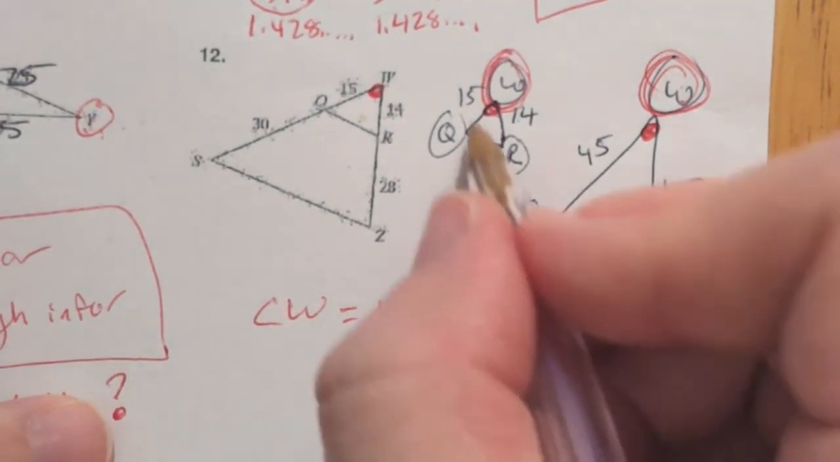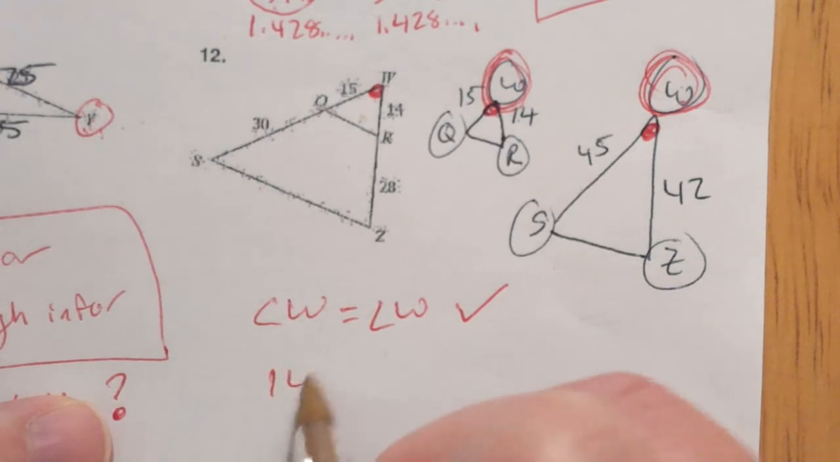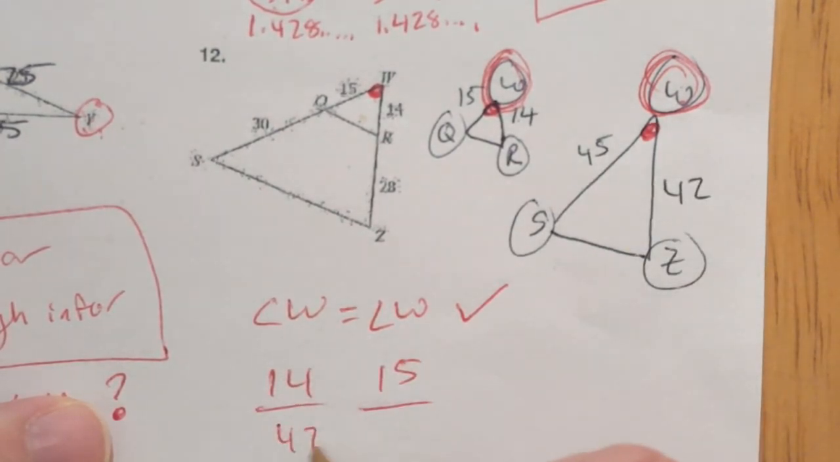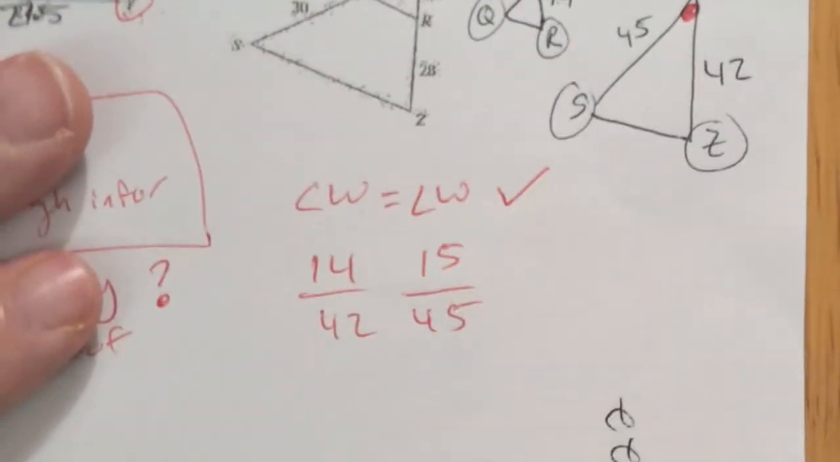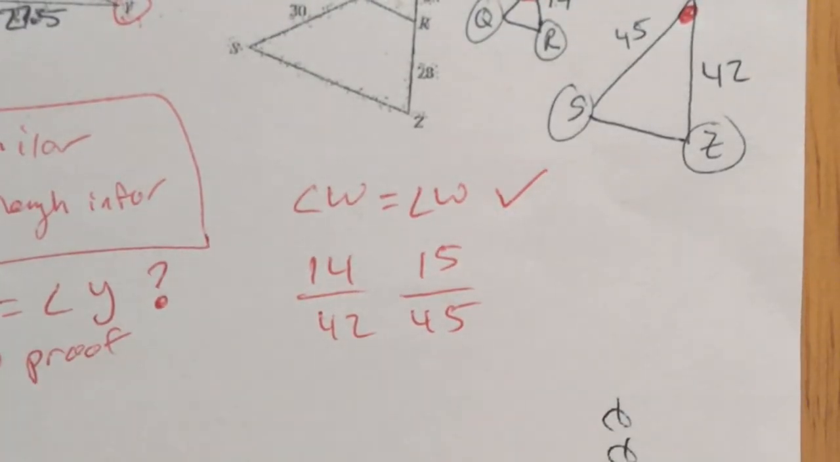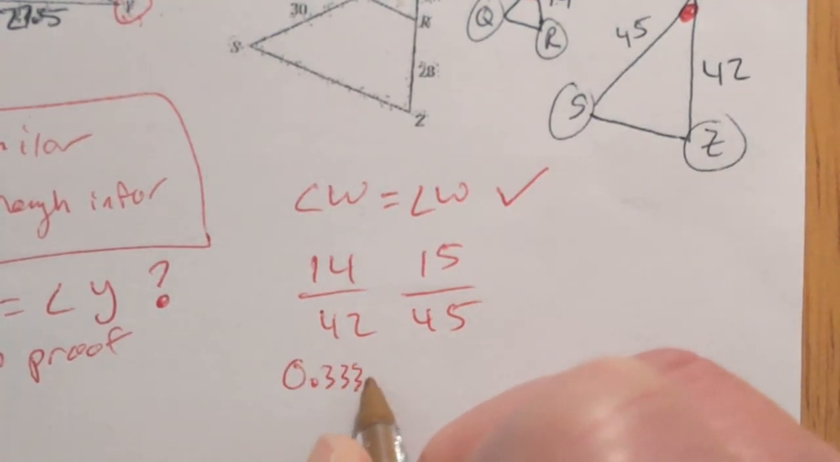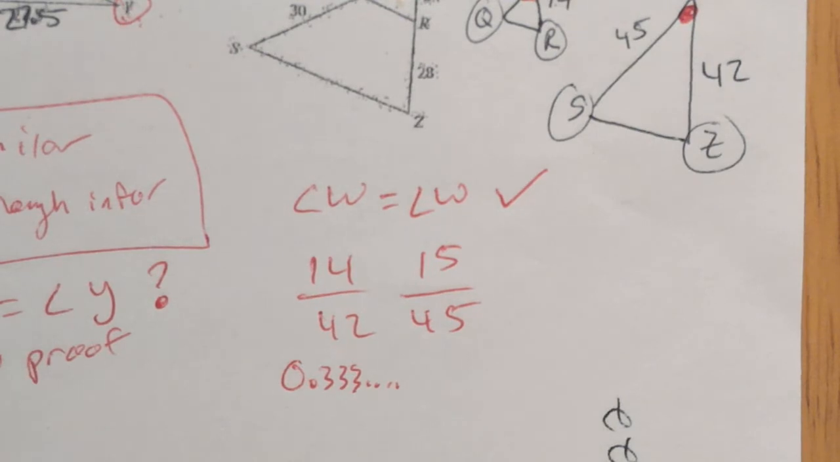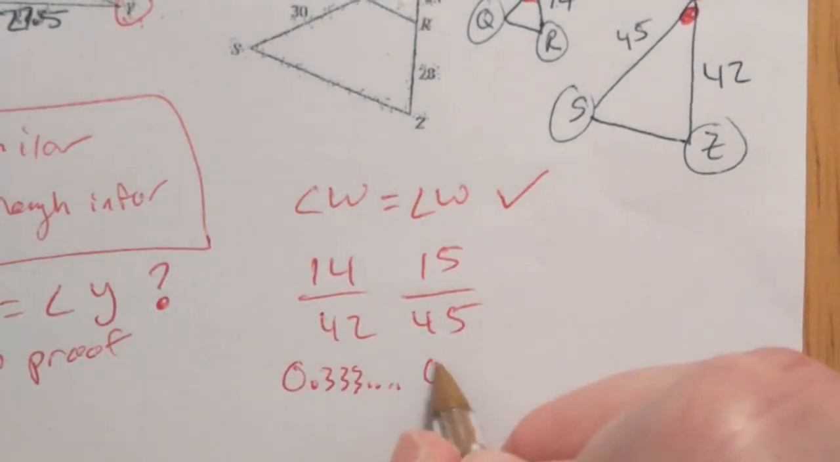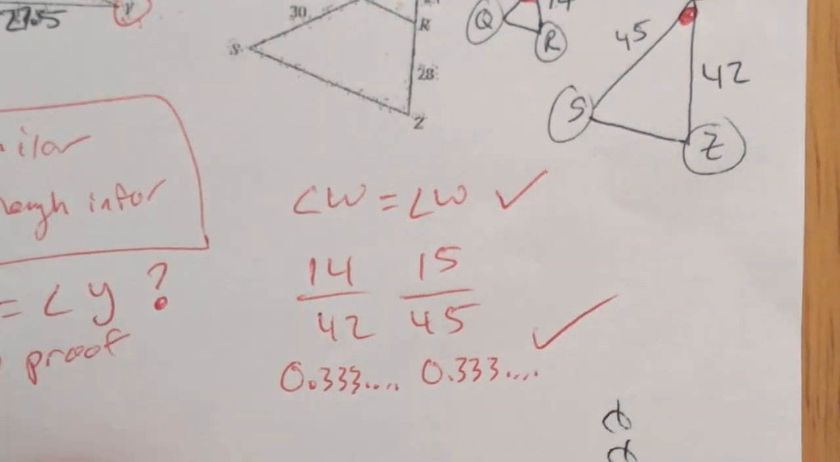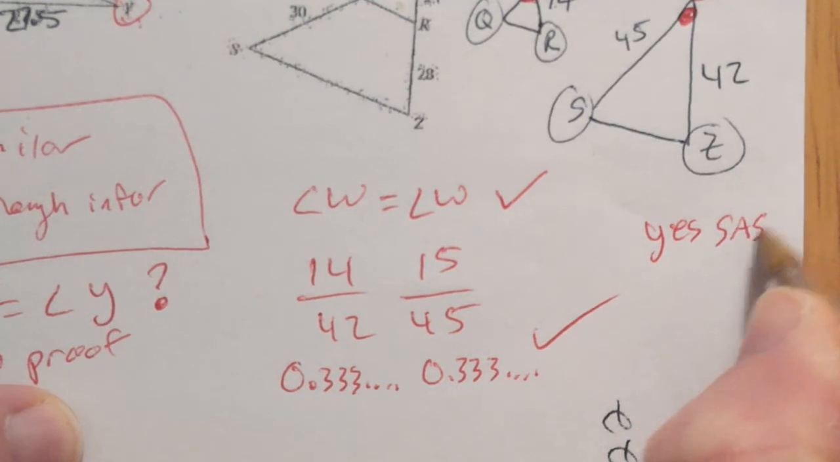Now let's check the sides. From least to greatest, 14 and 15 over 42 and 45. Let's divide those. 14 divided by 42, we get 0.3 repeating forever. And 15 divided by 45, we get 0.3 repeating forever. So that checks out as well. So yes, this worked out, SAS similarity.